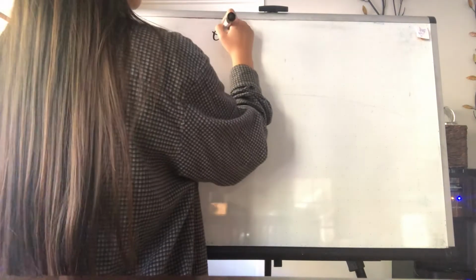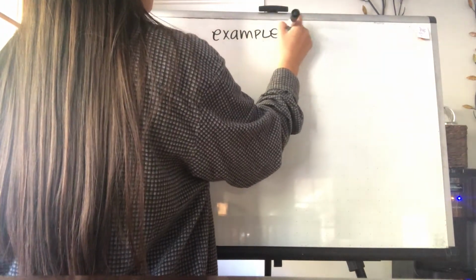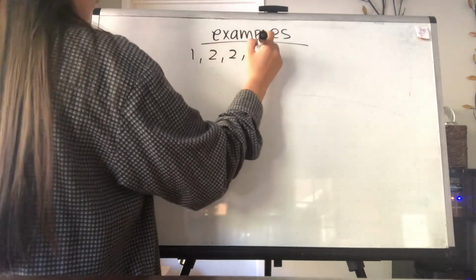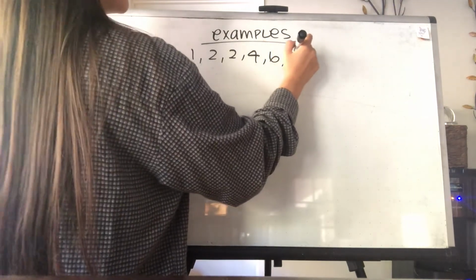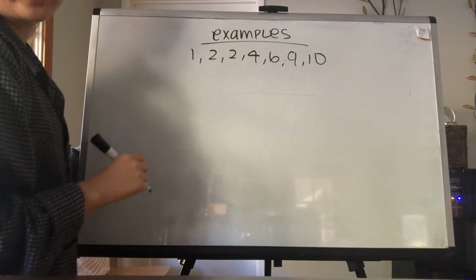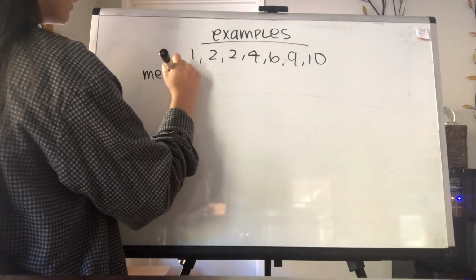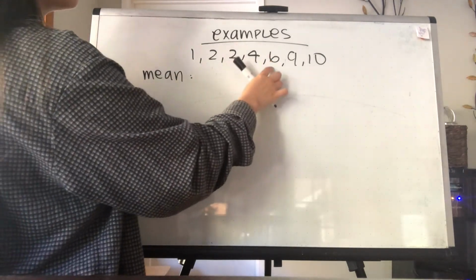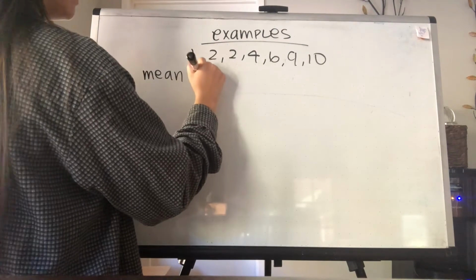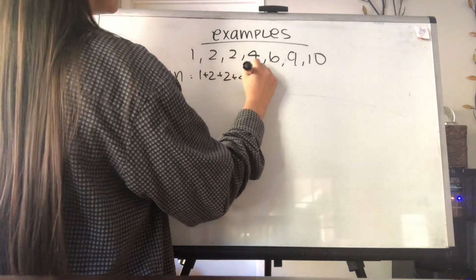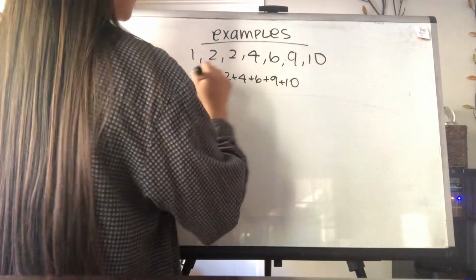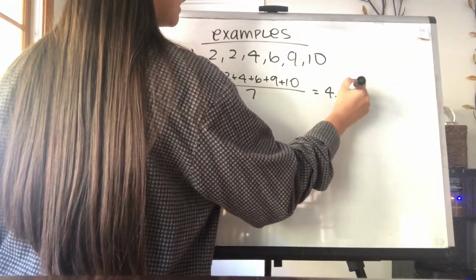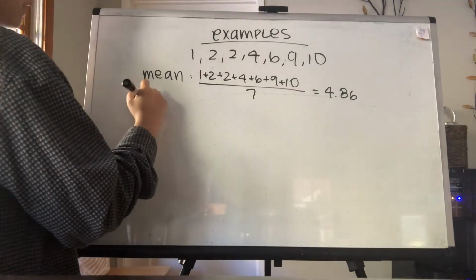So here are some examples. We're given a set with these numbers: 1, 2, 2, 4, 6, 9, and 10. So first we're going to try and find the mean. So what you do is you add all of them together and divide it by 1, 2, 3, 4, 5, 6, 7. So 1 plus 2 plus 2 plus 4 plus 6 plus 9 plus 10, all divided by 7. And so the answer that you're going to get is 4.86.